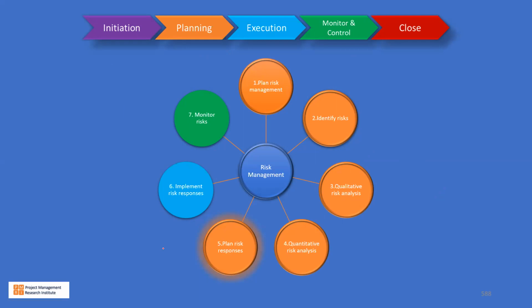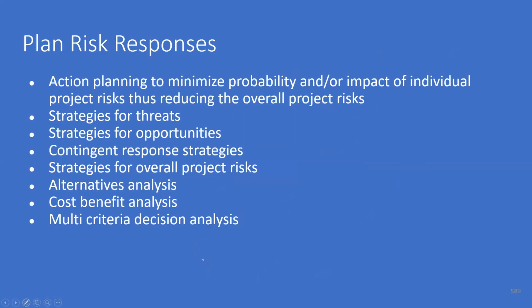Now, at this stage, we have planned for risk management. We have identified the risks. And on the risks identified, we performed qualitative analysis, that is just P into I. Then quantitative analysis, that is Monte Carlo analysis. Now we know which risks need to be addressed immediately. So we plan risk responses for these risks identified or qualified.